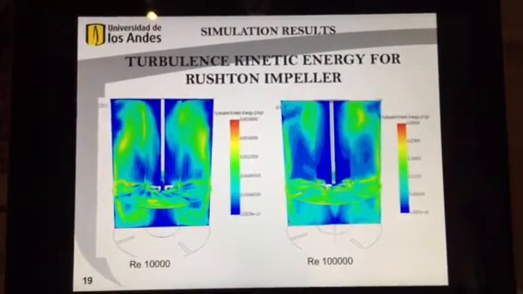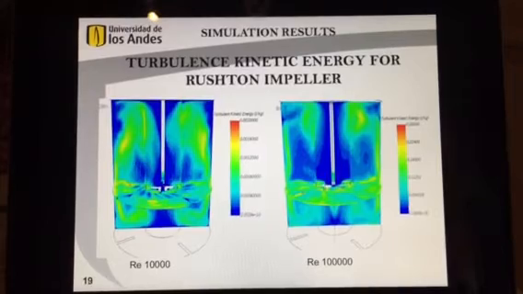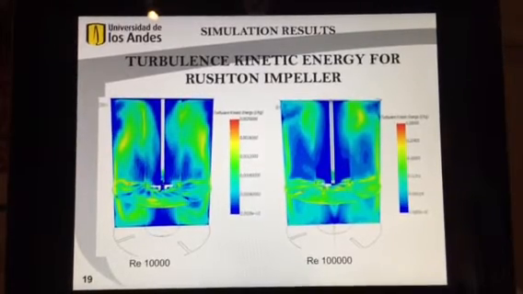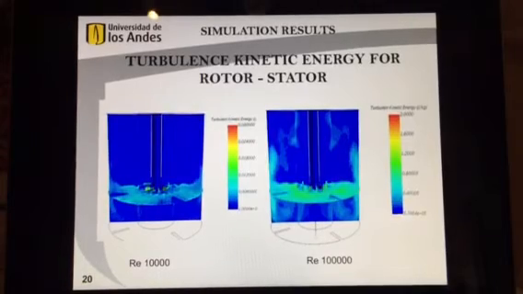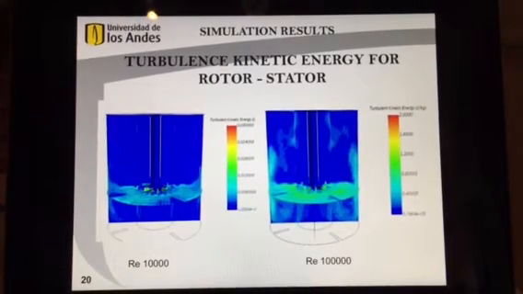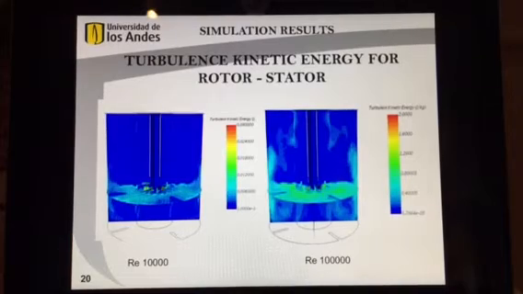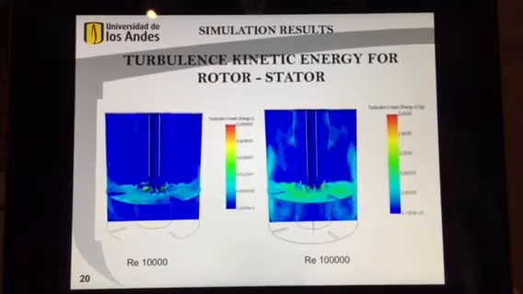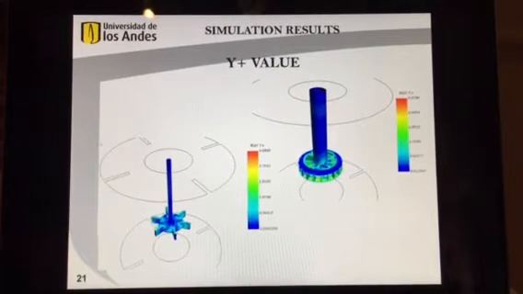In contrast, the turbulence kinetic energy profiles from the Rushton impeller in turbulent flow are shown, as well as the turbulence kinetic energy profiles for the rotor stator in the turbulent flow. Finally, simulations for the y plus value are shown.